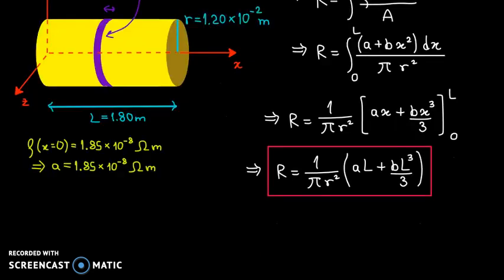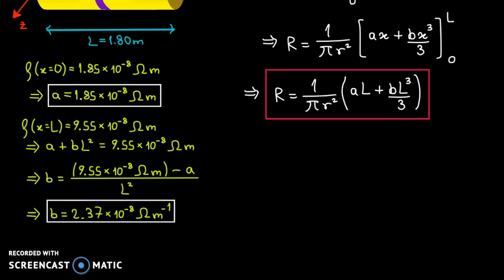The value of the resistivity on the left end of the cylinder is given as 1.85 times 10 to the negative 8 ohm meter. Now, when we plug in x equals 0 in the resistivity formula, we just get A, right? Because the second term is plus b x squared. That term goes away when x equals 0. So then A is equal to 1.85 times 10 to the negative 8 ohm meters.